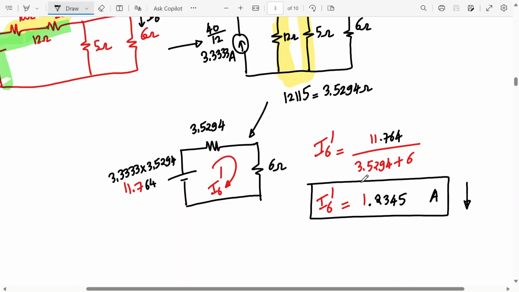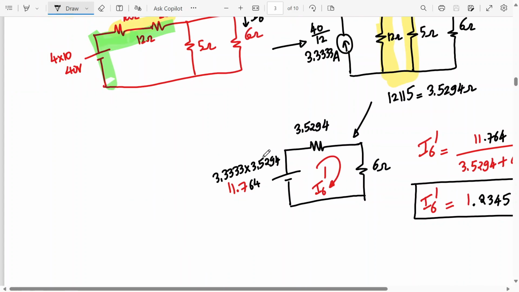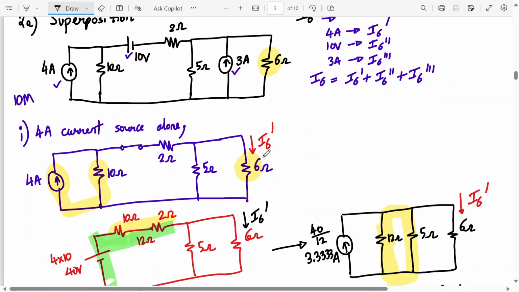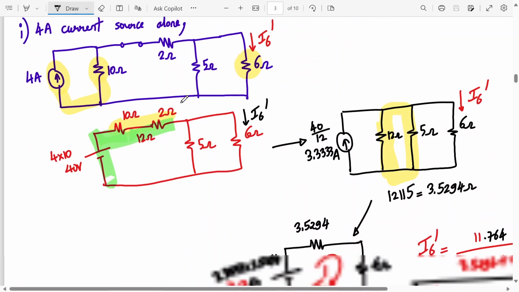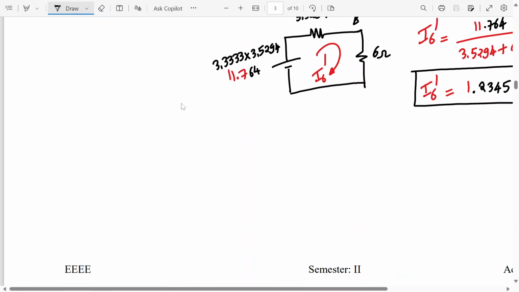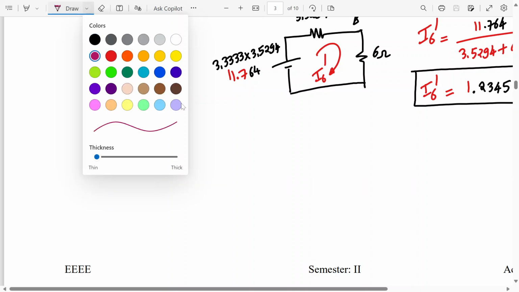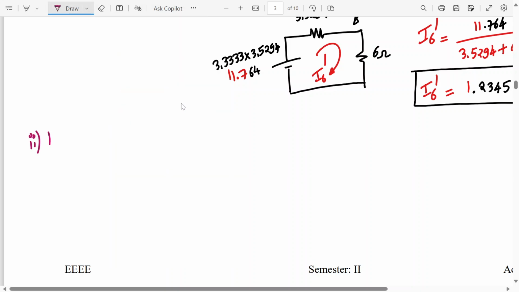Alright, everyone. Can we go ahead now with the second part? So for the second part we consider the 10 volt voltage source. So the 4 ampere and 3 ampere sources will disappear. So let's draw the circuit again. You consider the 10 volt voltage source alone. So let's draw the circuit so that the current source will become open circuit.